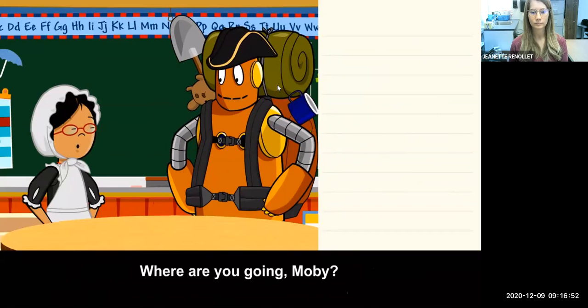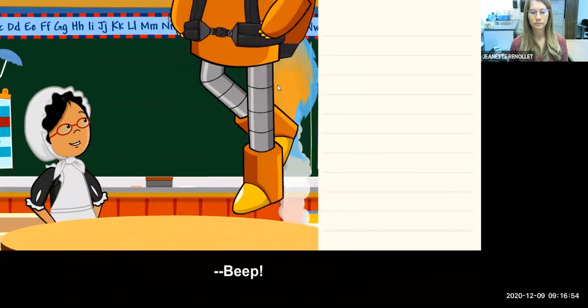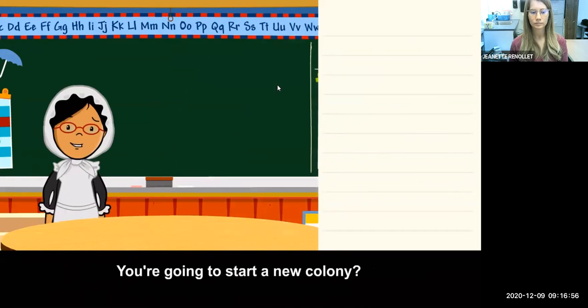Where are you going, Moby? You're going to start a new colony.